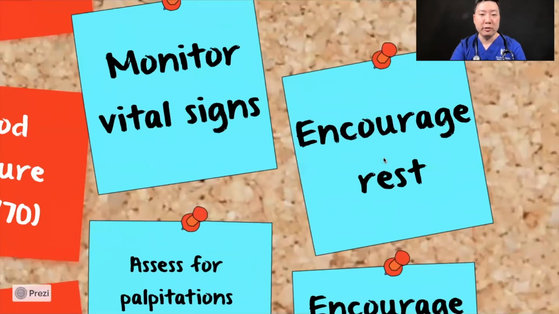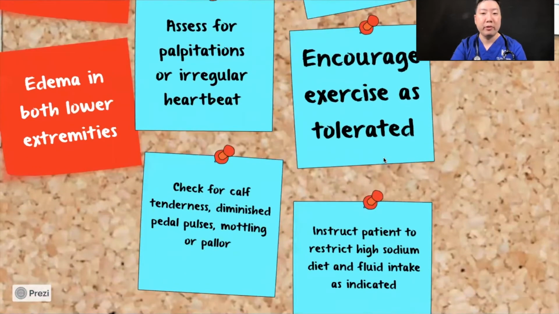So as nurses, we're going to monitor her vital signs. We're going to encourage her to rest. We're going to assess her heart rate, palpitations, heart rhythms. We're going to check her calf tenderness, diminished pedal pulses, mottling or pallor of skin. We're going to encourage her to exercise as tolerated, and we're going to instruct the patient to restrict high sodium diet and fluid intake as indicated.